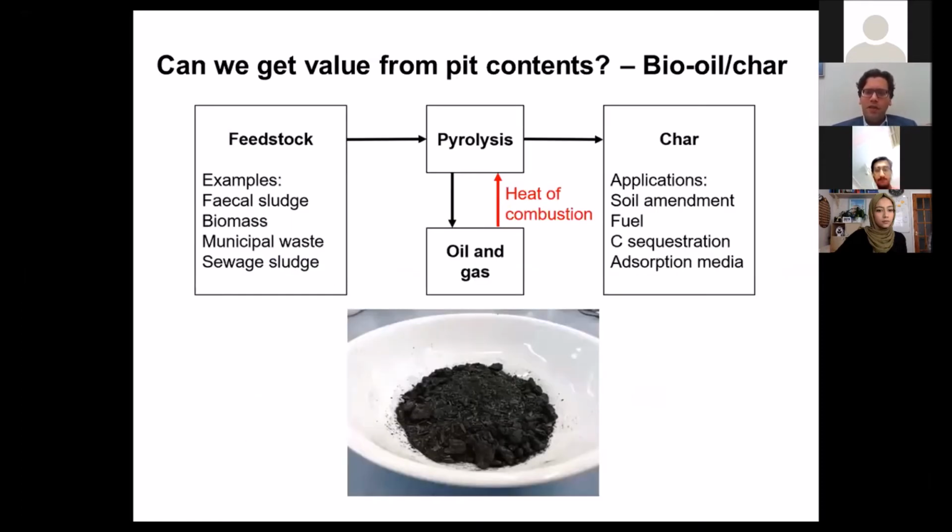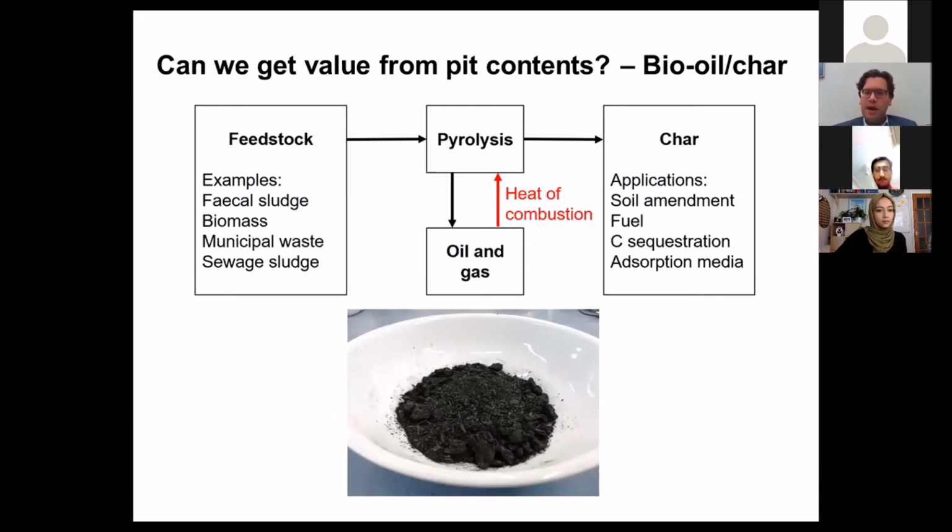At Imperial, we're also doing some research currently into another technology, which is called pyrolysis. And here, again, you would add fecal sludge from latrines, but you could also mix it with other forms of biomass, maybe from agricultural crop waste, or from municipal waste or sewage sludge. And then you could do this process called pyrolysis, which is basically a decomposition process in the absence of oxygen. Instead of producing biogas, you would aim to produce either bio oil, which is another form of fuel, or a char.